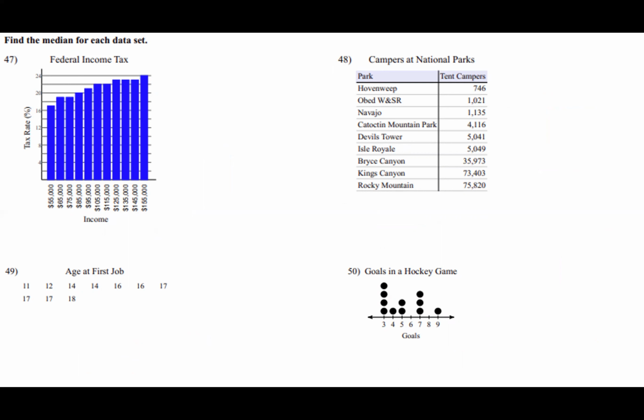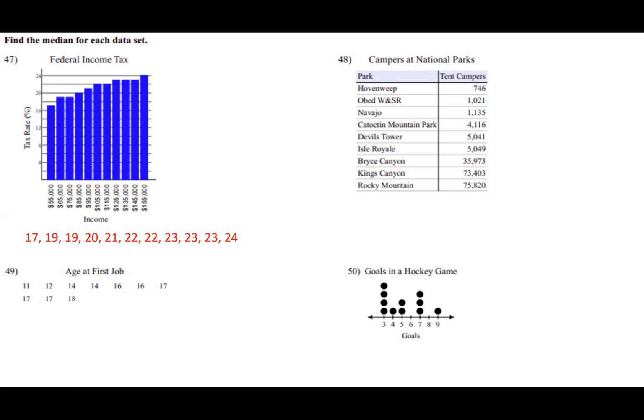Question number 47, again, I'm looking at the numbers on the left. So I'm gonna list them from small to large: 17, 19, 19, 20, 21, 22, 22, 23, 23, 23, and 24. This is the hard part of this question. Then I gotta find what's the number in the middle, right? Median sounds middle. So which one's the number in the middle?